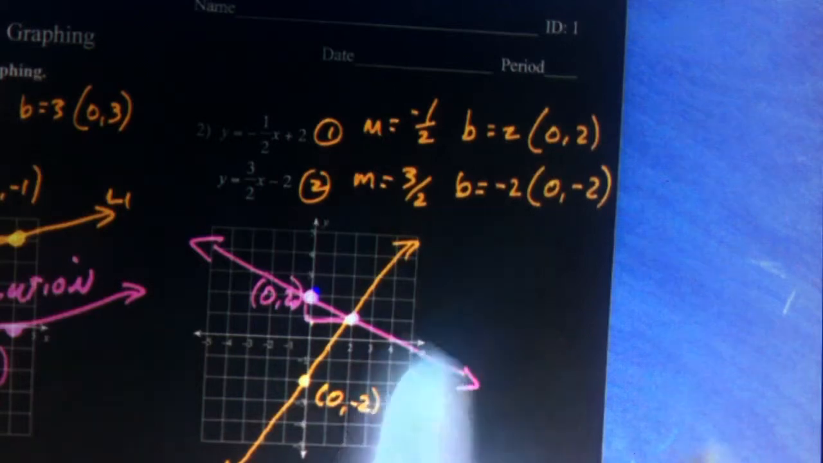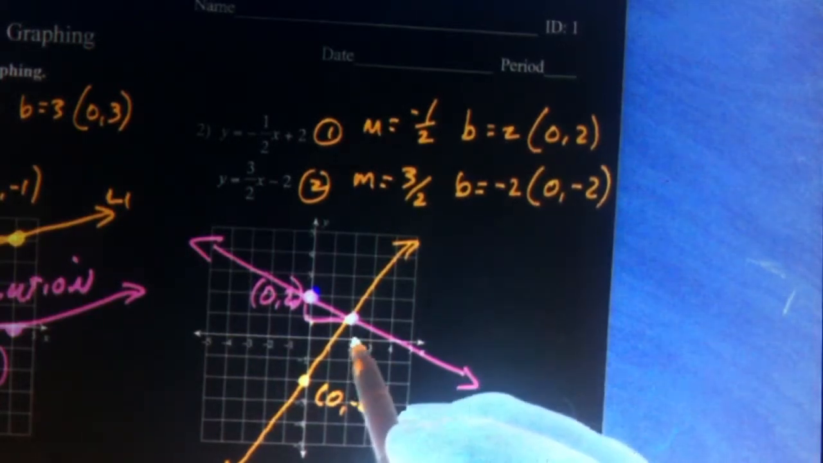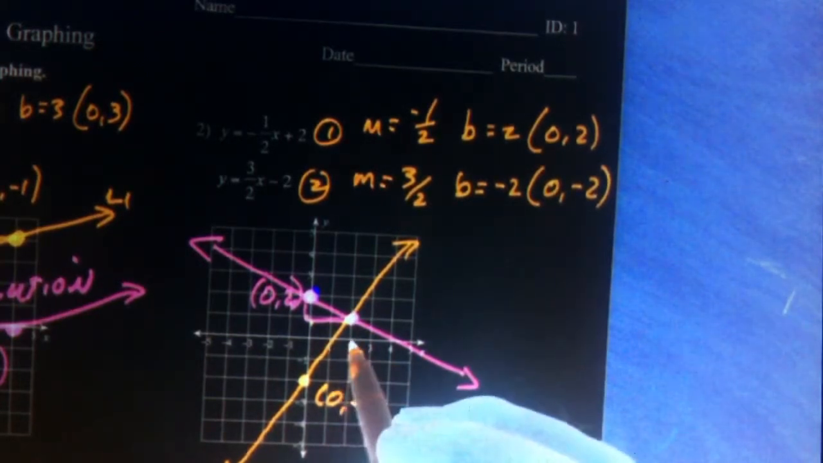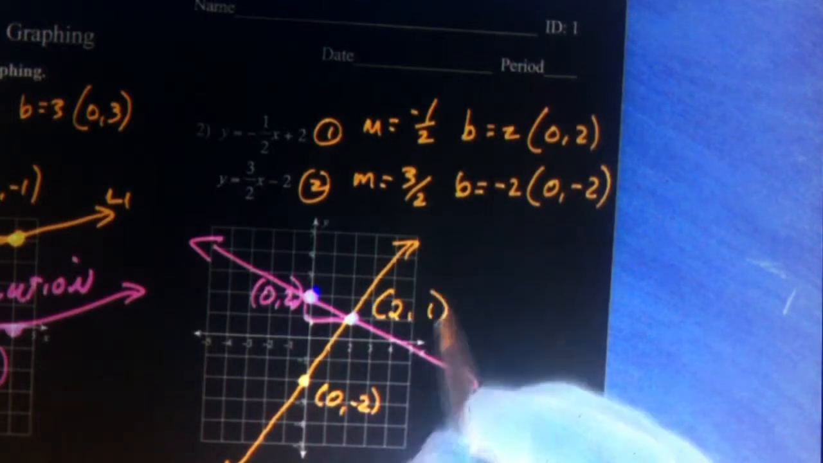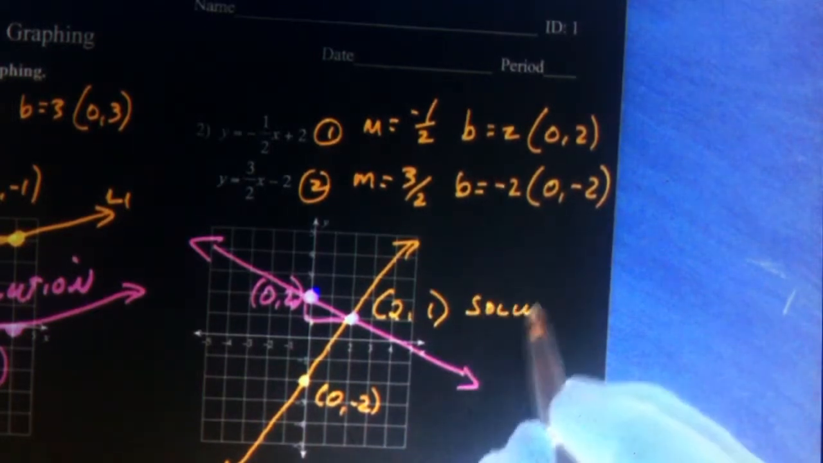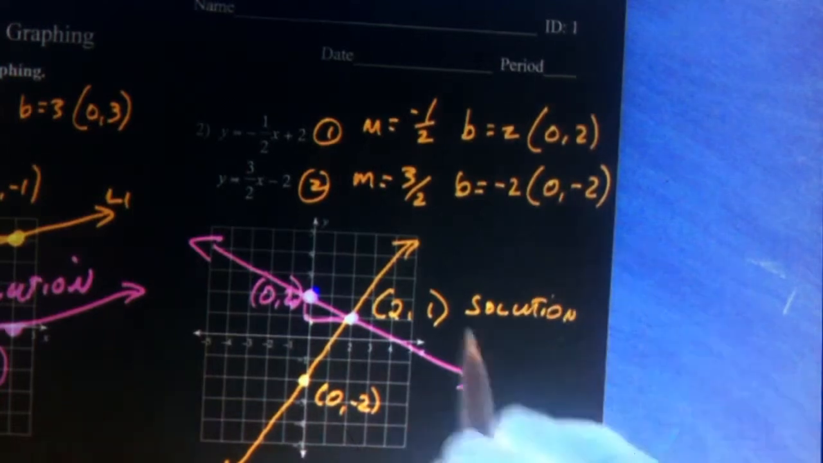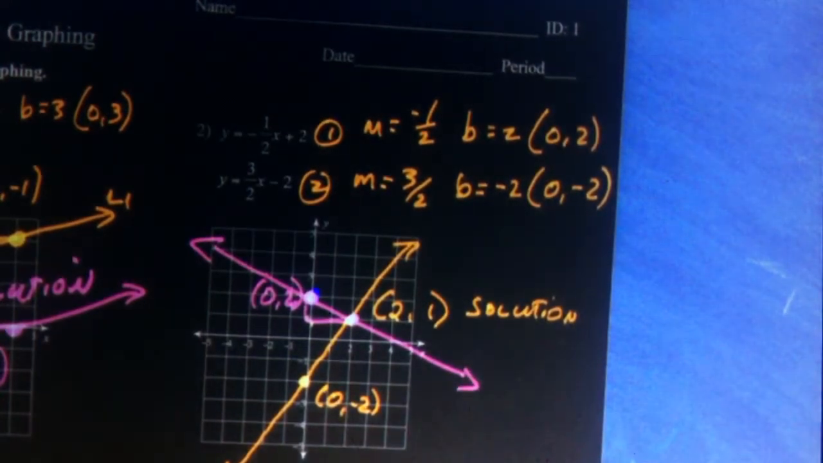So there you go. That's our point of intersection. Now, this is actually the solution to this system. (2, 1) is the solution, that very special point. It is the solution to the system of equations. And there we go.